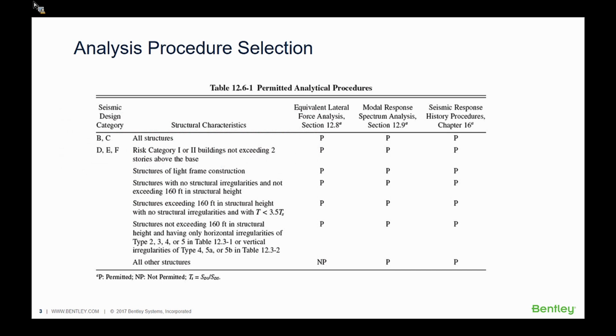This table 12.6-1 from ASCE 7-10 provides guidelines on the applicability of these three methods. The P's in this table indicate that particular analysis type is permitted, whereas an NP means the analysis type is not permitted. The table essentially refers to certain terms like seismic design categories and risk categories. And before we dive into the details of this table, let us spare a moment to understand what these items are.